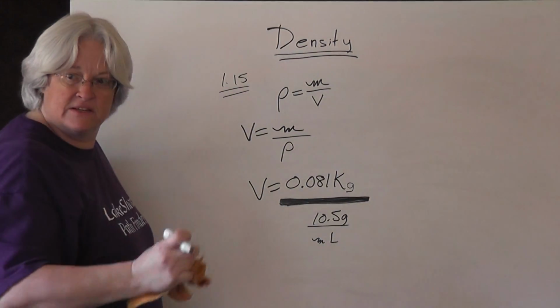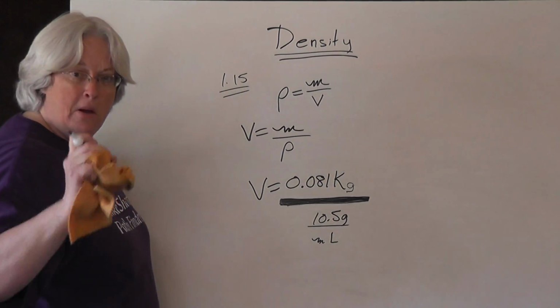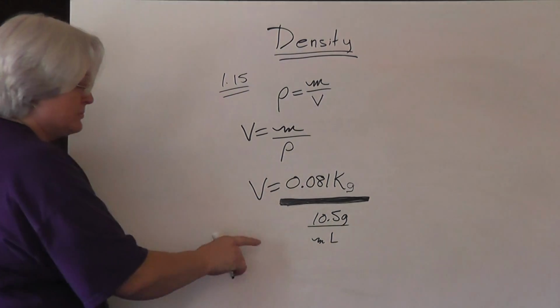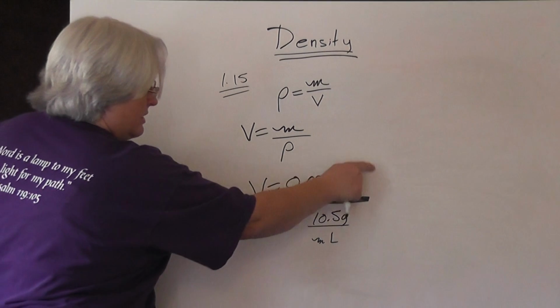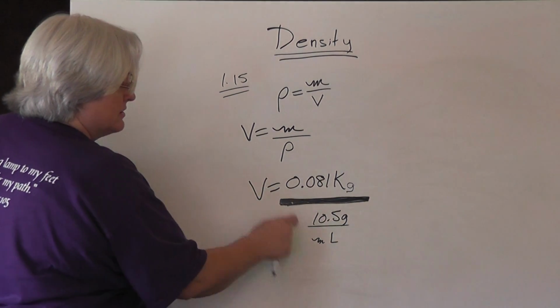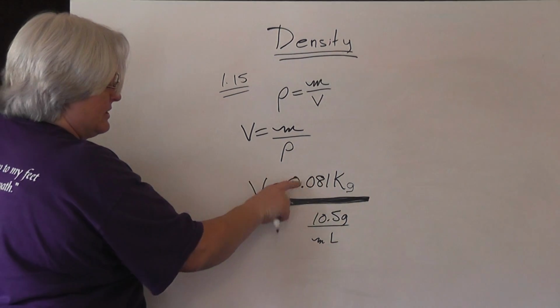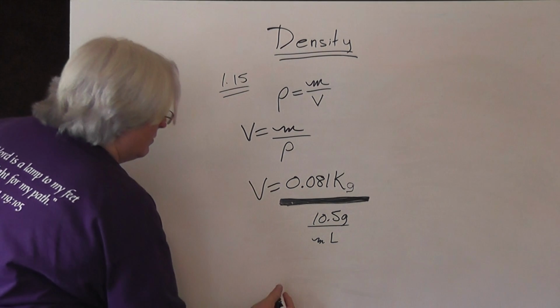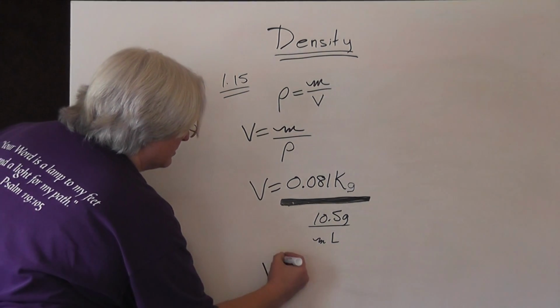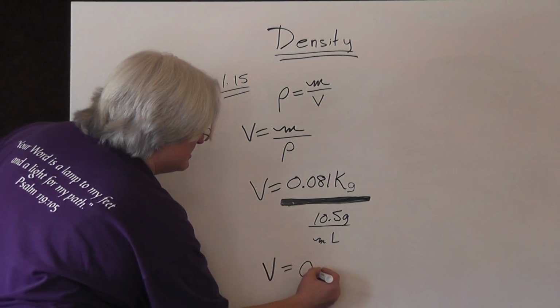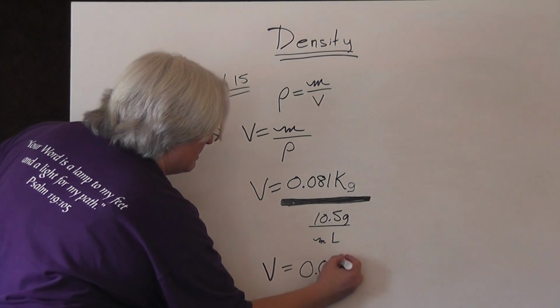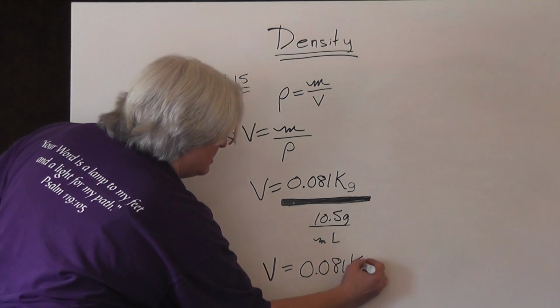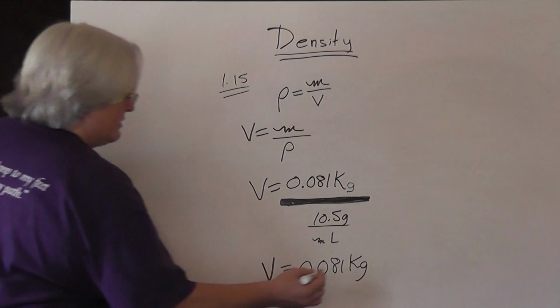Dividing by a number is the same as multiplying by the reciprocal. Look at this. This says this quantity divided by this. That's a nasty mess. So instead of dividing, why don't we multiply by the reciprocal? The volume is equal to 0.081 kilograms multiplied by the reciprocal.